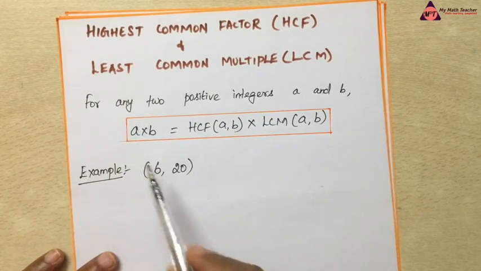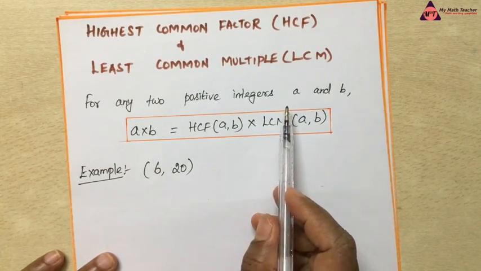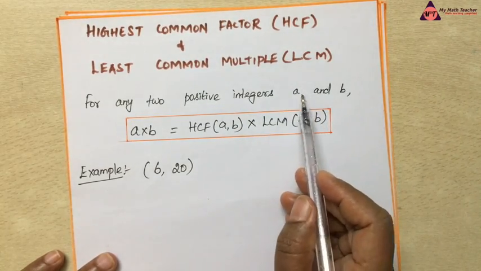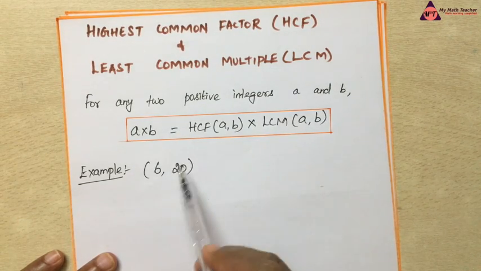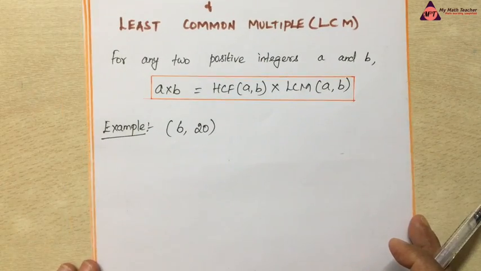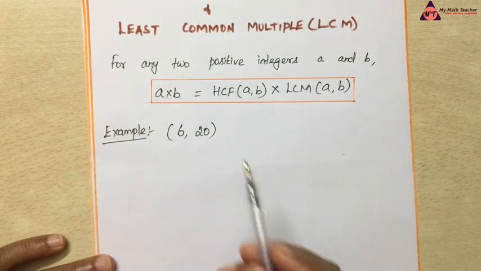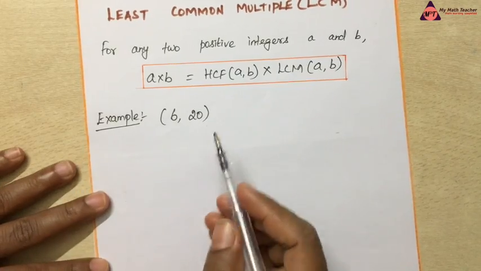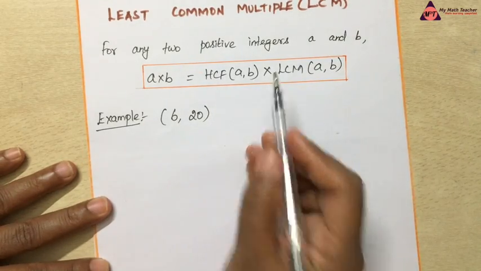Now, here what we are going to learn is, for any two positive integers, for example, a and b, the product of a and b is equal to the HCF of the numbers multiplied by the LCM of the numbers. We will check this with an example. I have taken 6 and 20, which is given in your textbook. For these two numbers, we are going to find HCF and LCM.